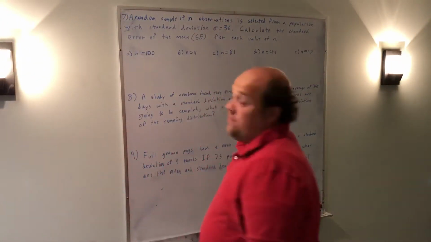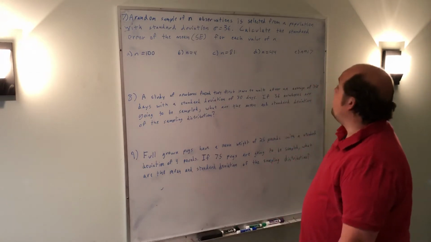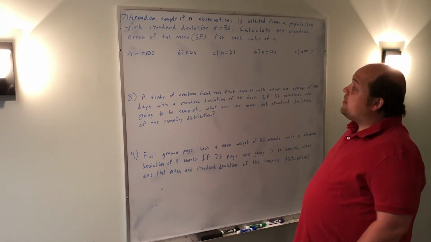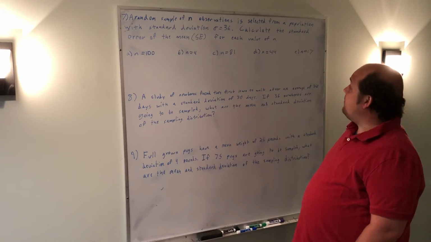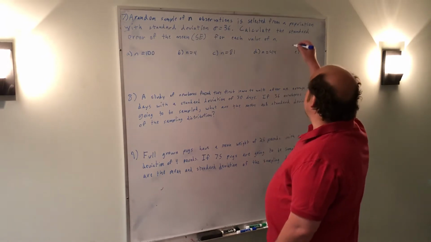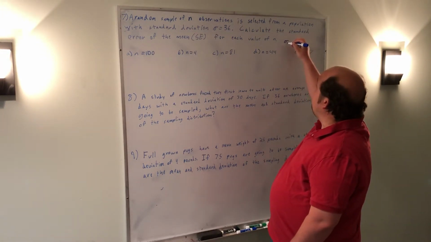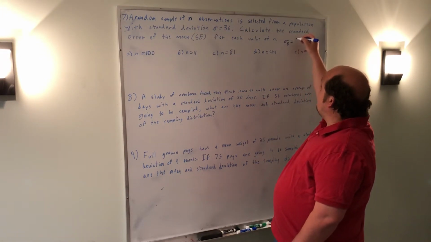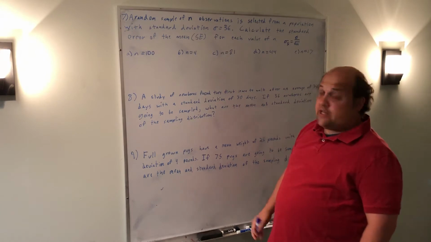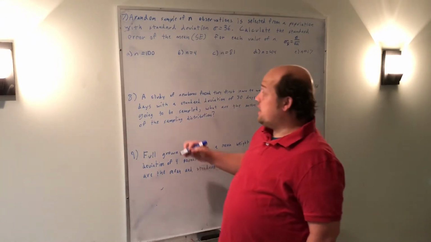A random sample of n observations is selected from a population with a standard deviation of sigma equals 36. Calculate the standard error of the mean, SE, for each value of n. All this is really asking us to do is use the formula. The standard error of the mean, sigma sub x bar, equals the original standard deviation sigma divided by the root of n. So for each of these, we're going to use 36 as our sigma.